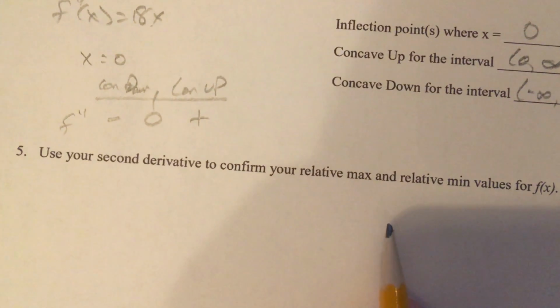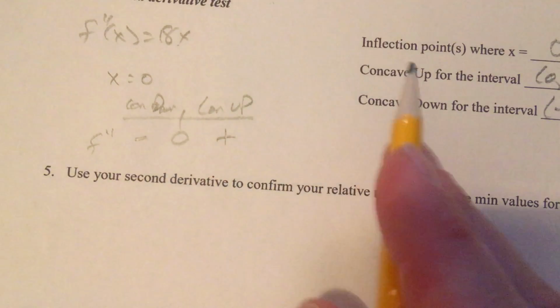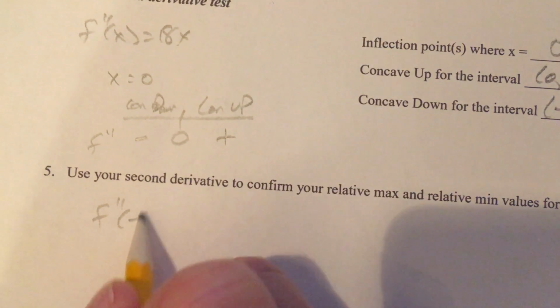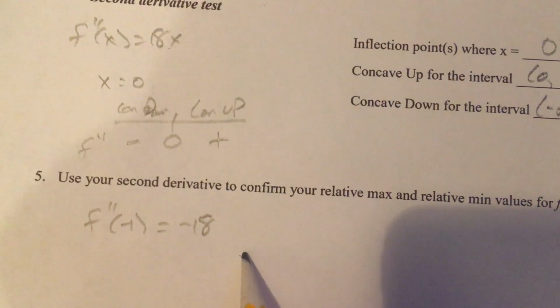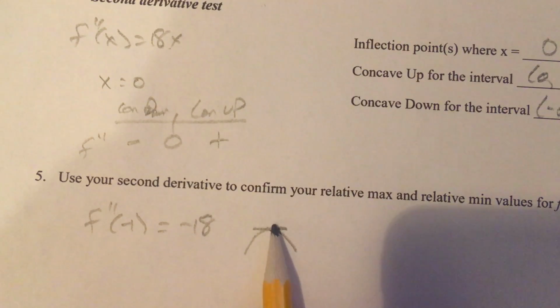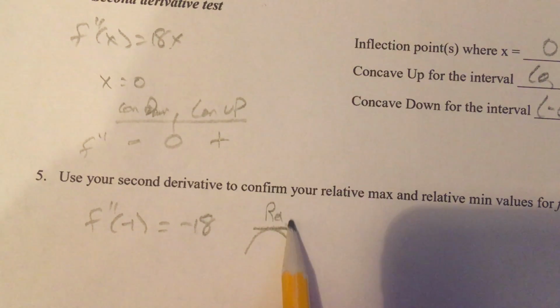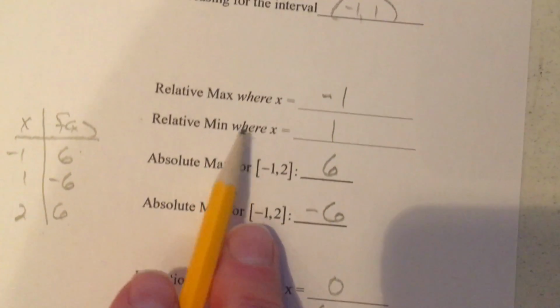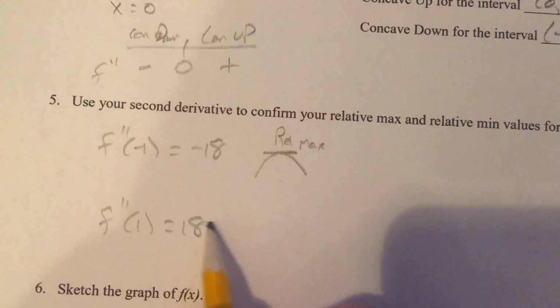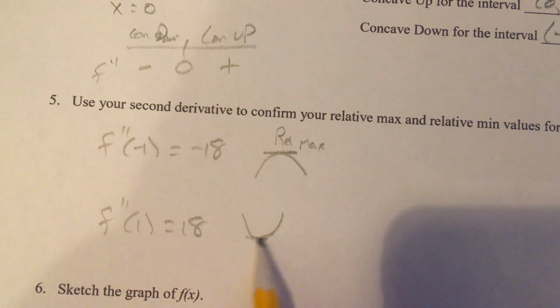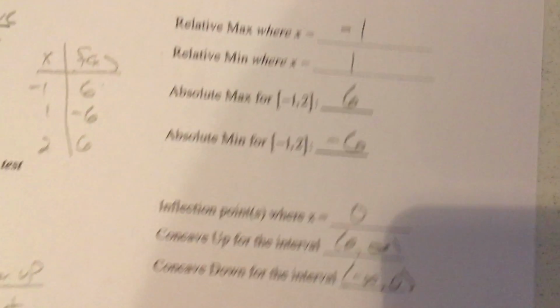So use our second derivative to confirm our relative max or minimum. So again, if I were to take the second derivative at negative 1, it would be 18 times negative 1, which is negative 18. That means the graph is concave down at that critical point. So that means it should be a relative maximum. If we look, we have a relative maximum at negative 1. So that confirms it. We could do something similar at 1. 18 times 1 would be 18. That means we're concave up. So that critical point should be a relative minimum. And sure enough, that's what we have. So we have confirmation there.